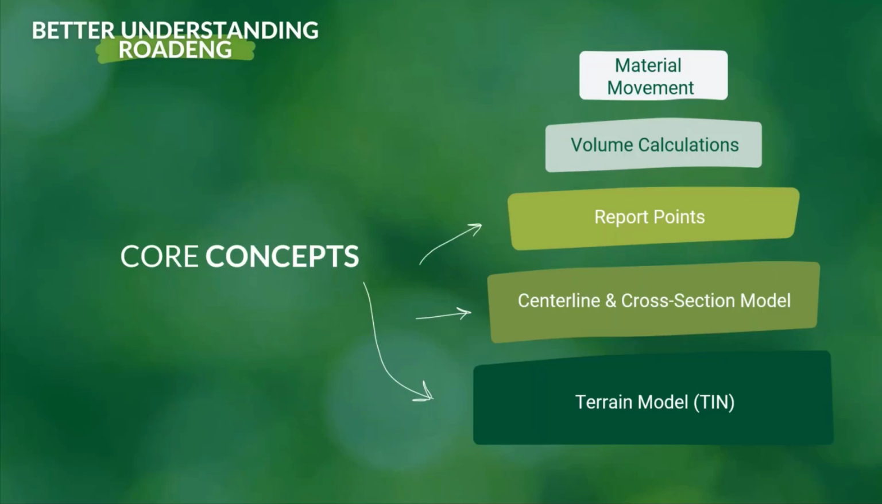And then probably the most important topic of the day, report points. Why these are the backbone of the volume calculations that we're going to do in RoadEng, some tips to use them effectively without slowing down your project, as well as a couple of situations where you're going to want to add additional report points to help improve your modeling. And from there, we're going to talk about several volume-related topics, including how volume calculations are done with the average end area model, the basics of the mass haul, and a little bit on expansion and compaction factors.